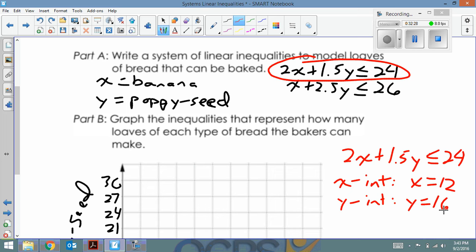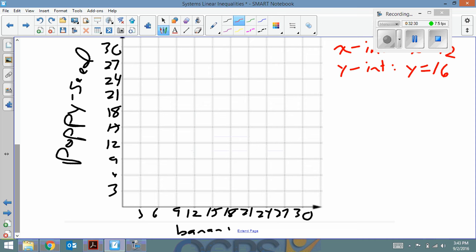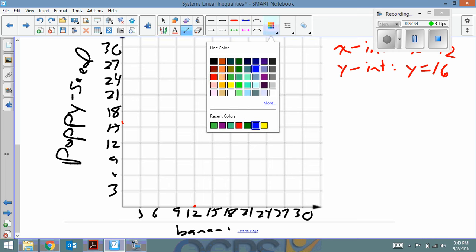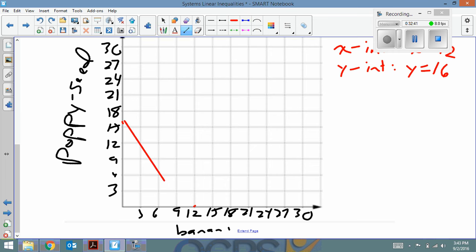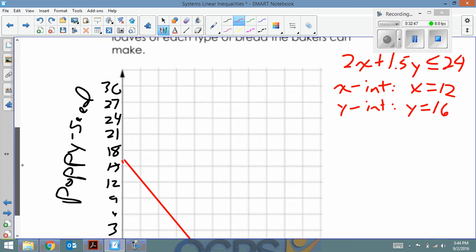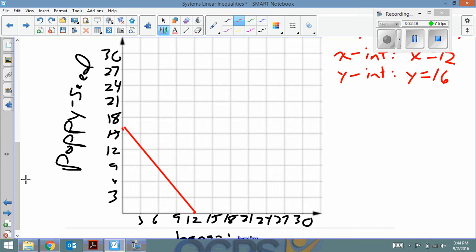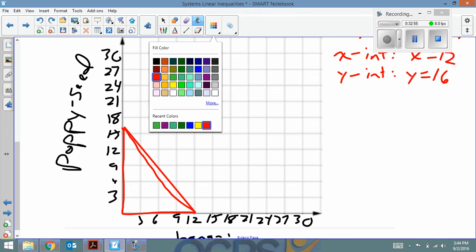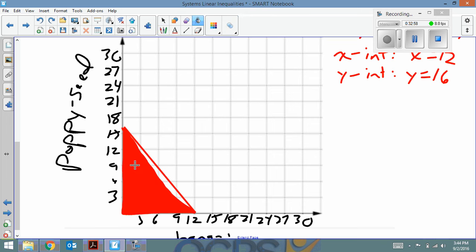So I can graph those 2 points. So my y-intercept is 16. My x-intercept is 12. So I'm going to graph that line. It's a little off, but that's okay. And this one tells me it has to be less than or equal to. So that means everything has to be below it. So I'm going to shade everything below. And there's my first one.